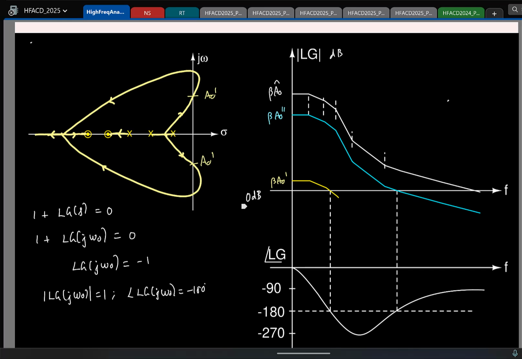What can you say if the DC gain is between A0 prime and A0 double prime? Let me mark that here, this is A0 double prime. If the DC gain is between A0 prime and A0 double prime, from the root locus, what can you say about the closed loop system? It is unstable. That much is clear.